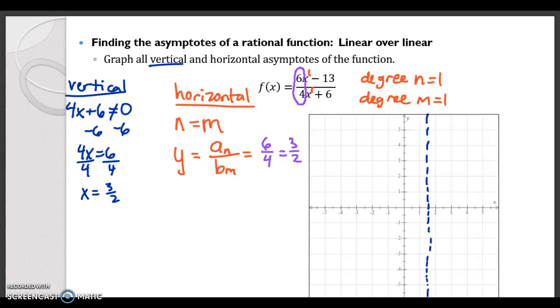Now remember, it looks like we got the same thing, right? But we have y equals 3/2. So that's a horizontal line at y is 3/2, which is there. So for this topic, you only need to find the asymptotes, and you're done.